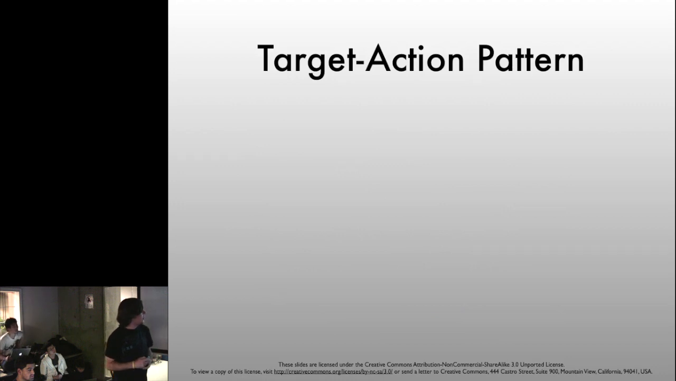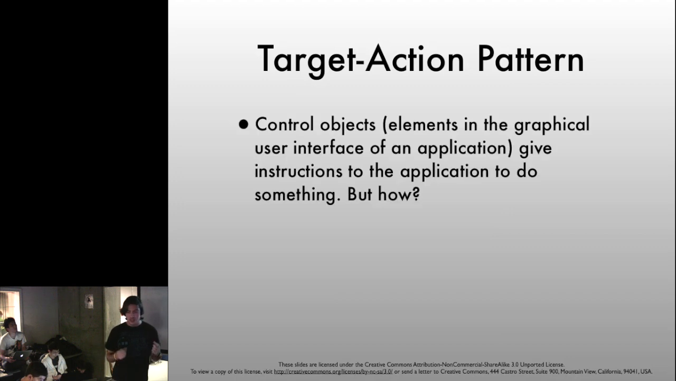The main usage that you'll most likely see of selectors is something called the target action pattern. We'll talk about this in more detail later when we start getting into actually implementing user interfaces. But just to get you thinking about it, we have a graphical user interface to an application, and there are some control objects in it, like switches or buttons or sliders. And the question is, when the user interacts with one of those objects, we want to call some piece of our code. How do we want to go about that?